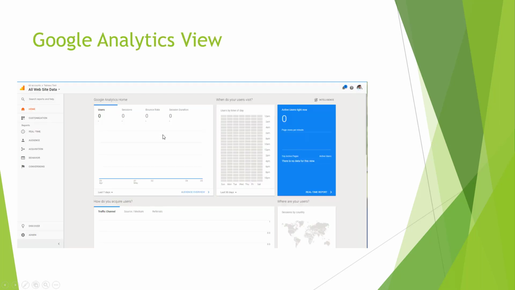And this is the Google Analytics view where you can see the last 7 days. You can change the last 7 days to whatever range you want, and it shows by country, and by time, and other demographic information. Currently, we do not have any data, but we just use it as a reference, just as an example.